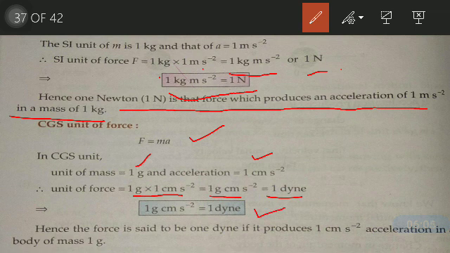So again, we can define dyne here. The definition of dyne will be: the force is said to be 1 dyne if it produces 1 centimeter per second square acceleration in a body of mass 1 gram. So this is how you define 1 Newton, and this is how you define 1 dyne.